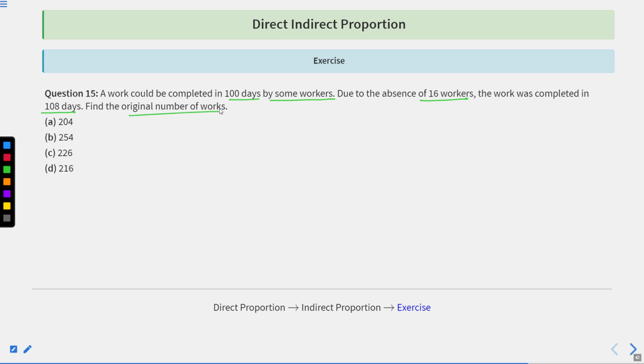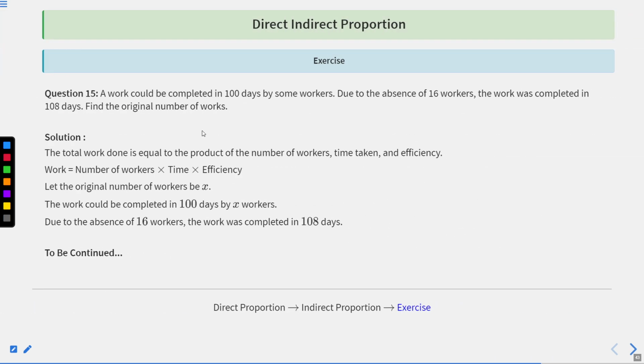So in this question, there is certain work that has to be done, and there are some n number of workers who were supposed to complete it in 100 days. But due to some reason, 16 workers were absent, and now the task took 8 more days to get completed. So what was the original number of workers?